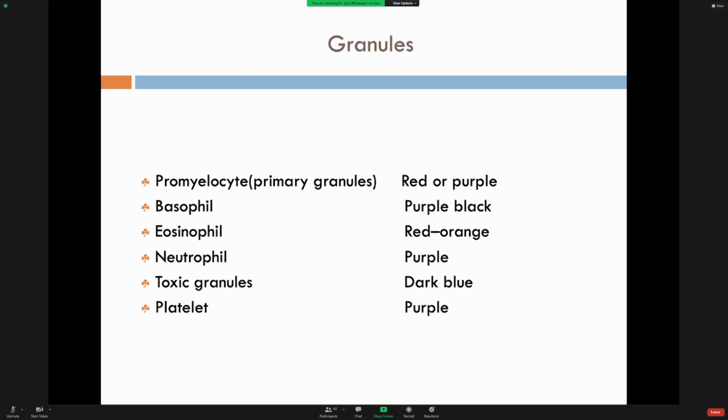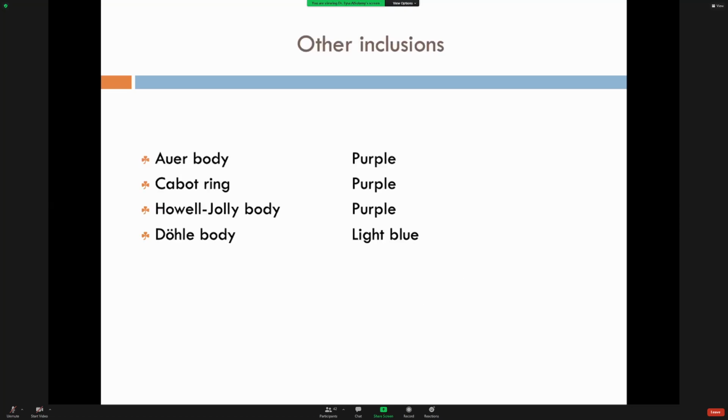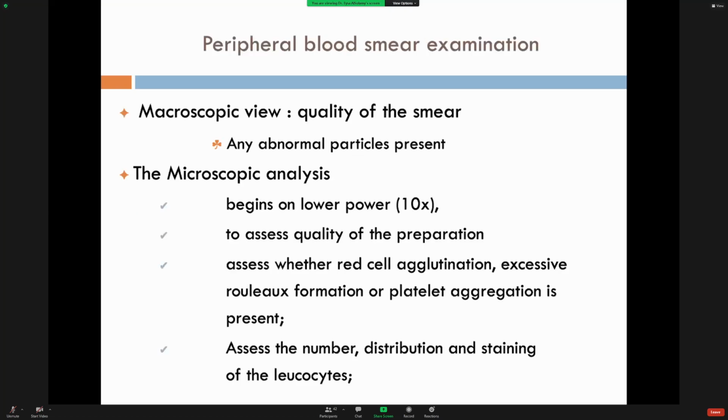الجرانيولز basophilic, eosinophil, neutrophil, toxic granules, platelets هي تعتمد أكثر على adaptation of your eyes. When you look at more frequent slides you can pick up this is a lymphocyte, this is a monocyte, this is a neutrophil, this is a basophil, this is a toxic granules. فكل ما تشوف أكثر كل ما يكون في معرفة أكثر. طبعاً في Howell-Jolly bodies, في Döhle bodies, a lot of inclusions. غير مطالبين بحفظ الأسماء هذه الآن حتى أقول لكم ركزوا معي فيها.